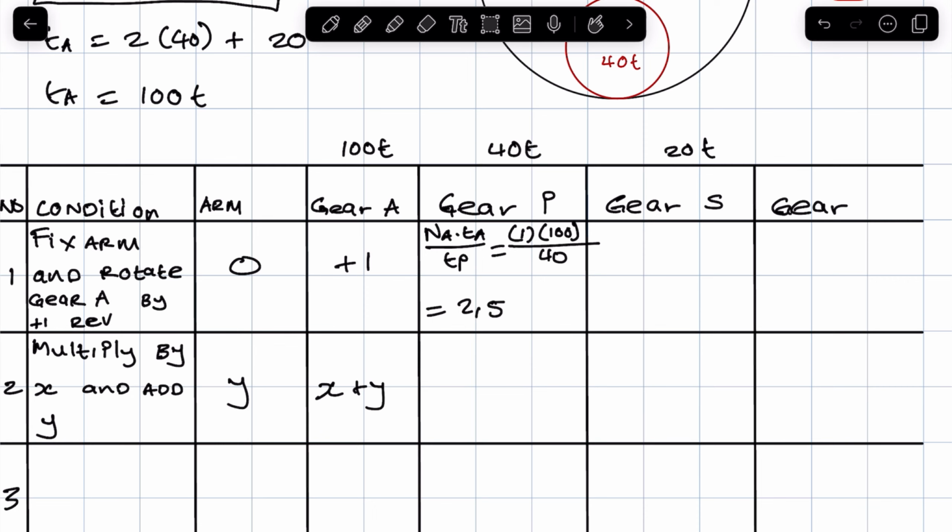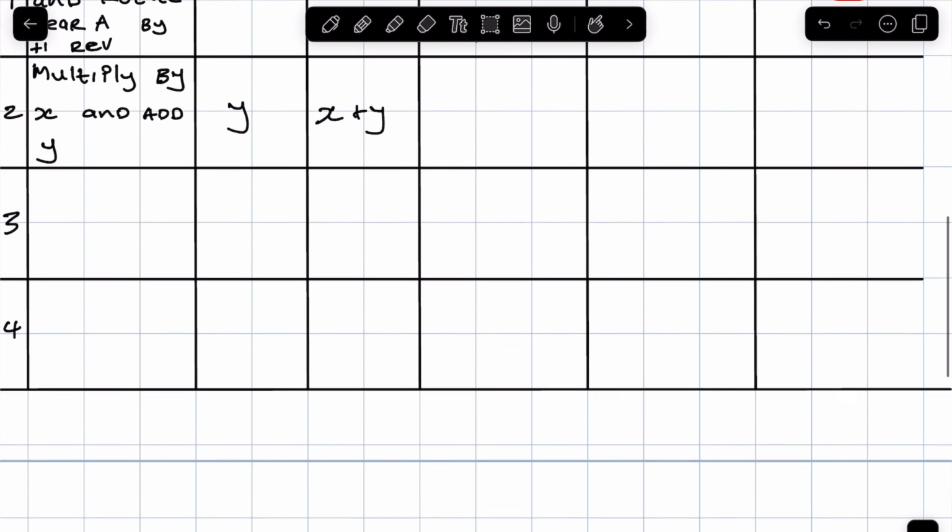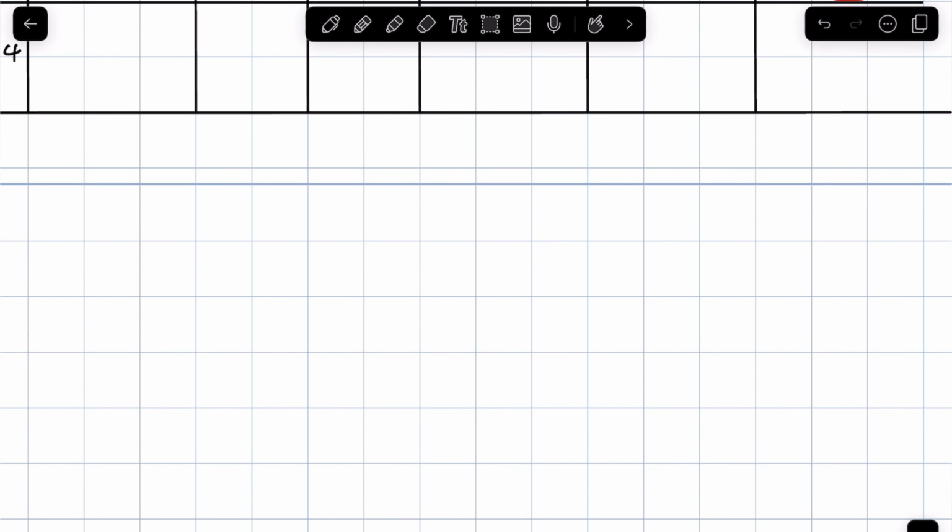Now we do the same thing with gear S. Establish a relationship between it and the gear it's meshing with, then establish the direction of both gears, and then we do the substitution. Now we know the sun gear is meshing with the planetary gear. So essentially, the relationship between the two gears is one of the circumferential velocity, which is NS times TS is equal to NP times TP. Because the gears are meshing, the circumferential velocities are the same. So this is the relationship we've established between the two gears.